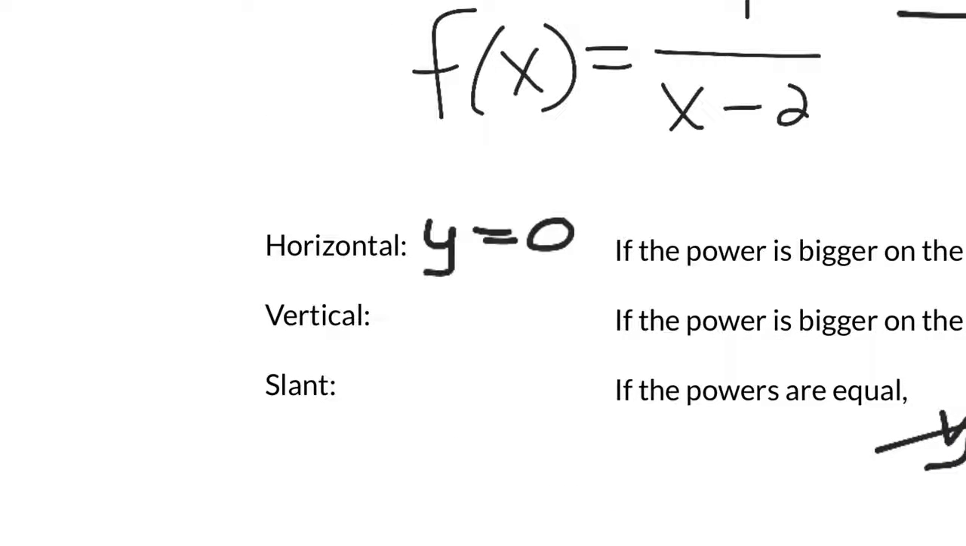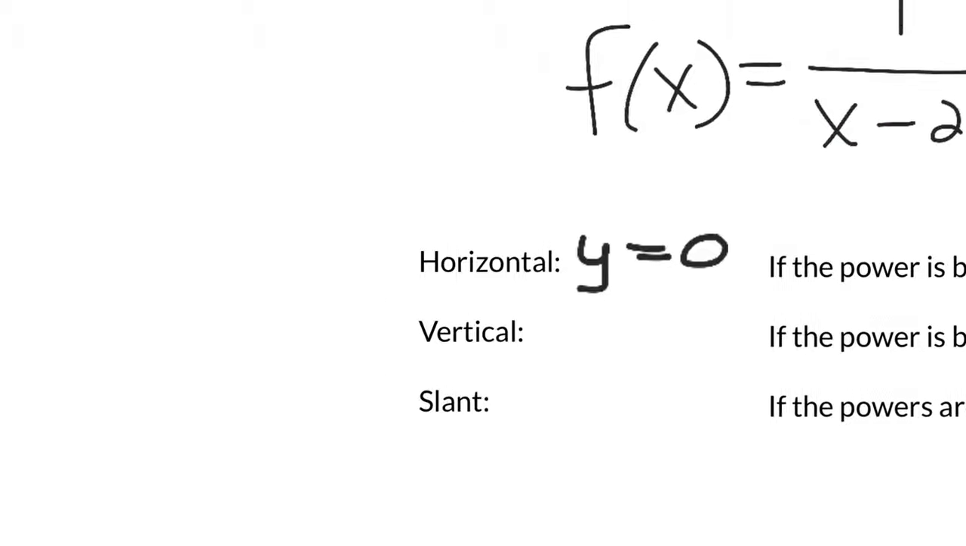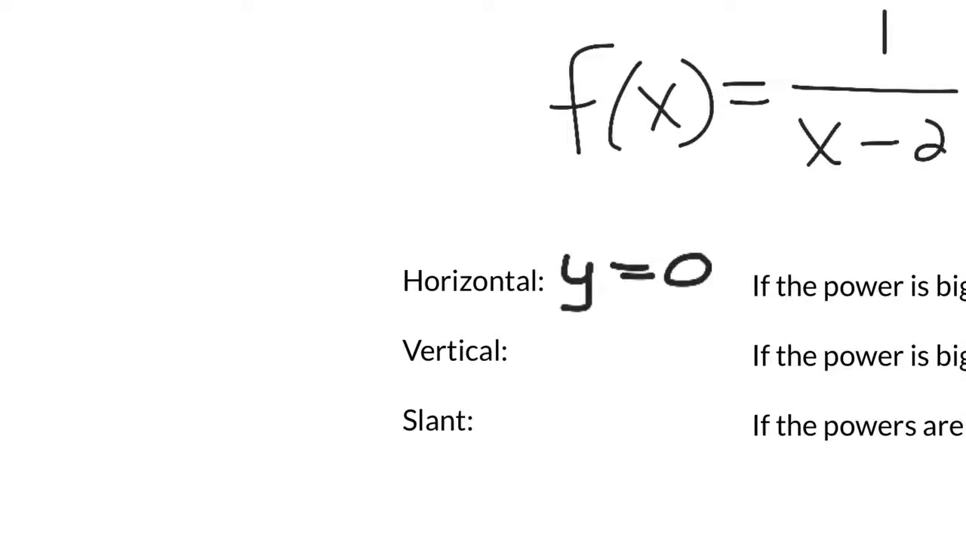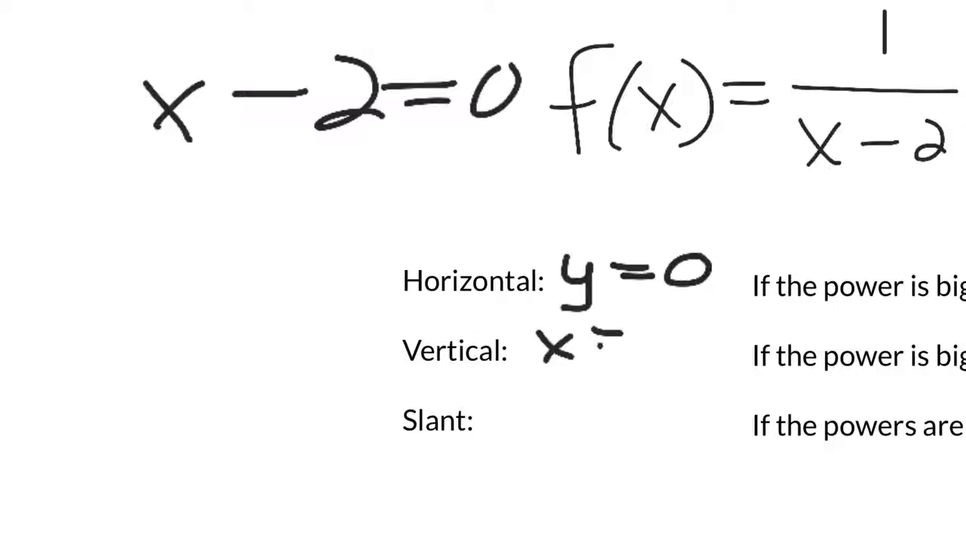Vertical asymptotes are usually quicker. There's just one rule. You just set the bottom equal to 0 and solve. That tells us all the solutions. Those are vertical asymptotes. And if you solve that, oops, I was jumping ahead. If you solve this equation, you get that x equals 2. That's the vertical asymptote.